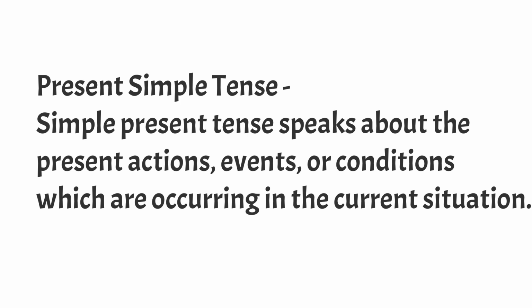Now let's learn one by one. First, we will understand the present simple tense. Present simple tense speaks about the present action, events or conditions which are occurring in the current situation, which is happening currently. So, an easy example I will give you.